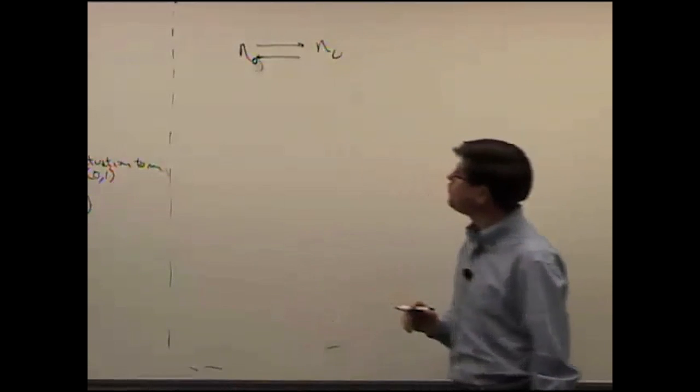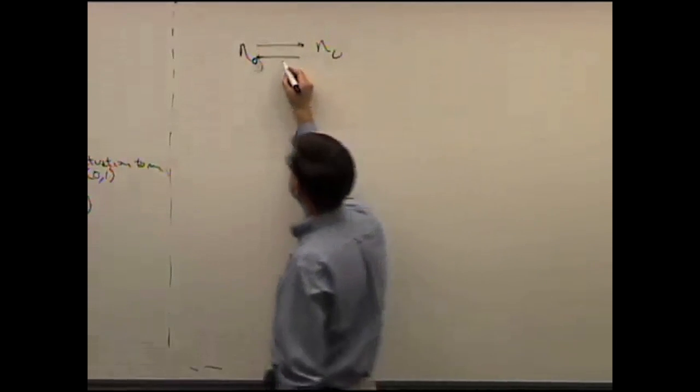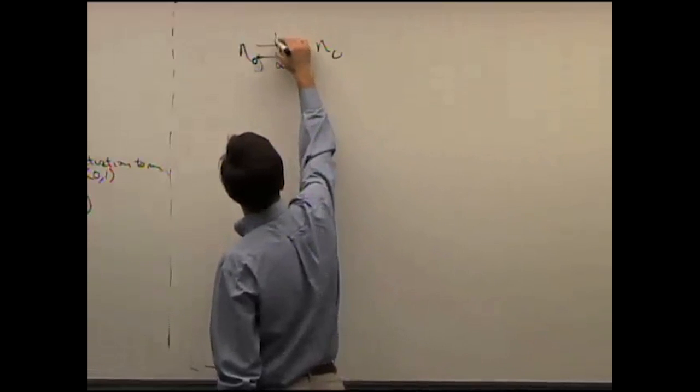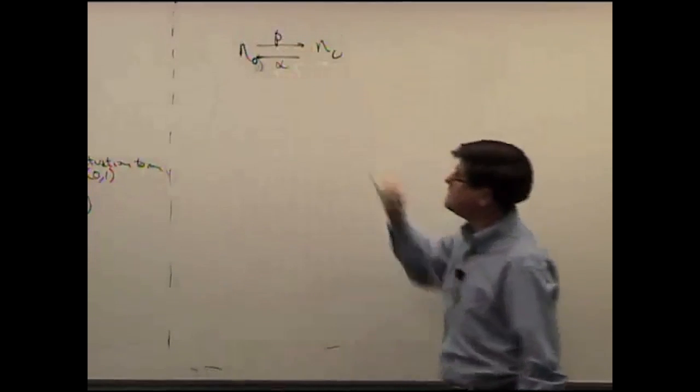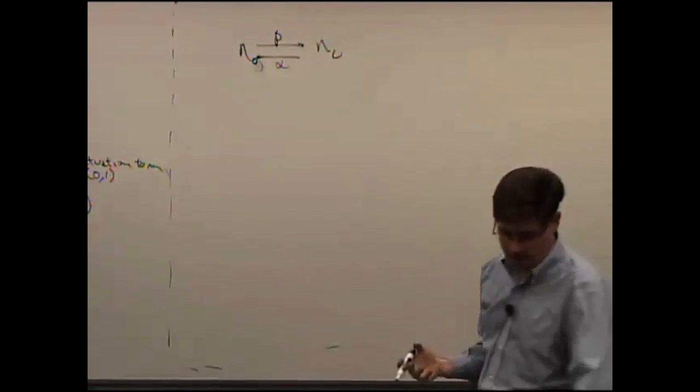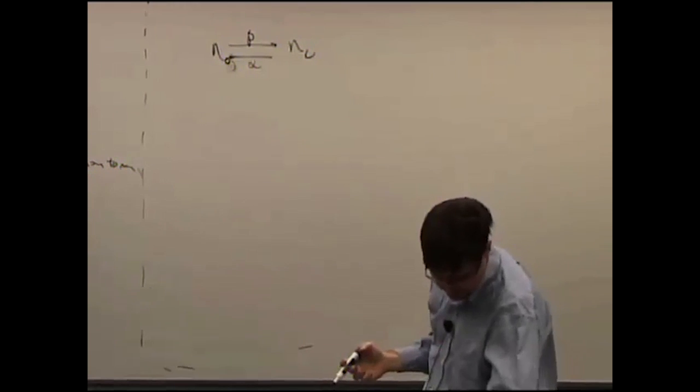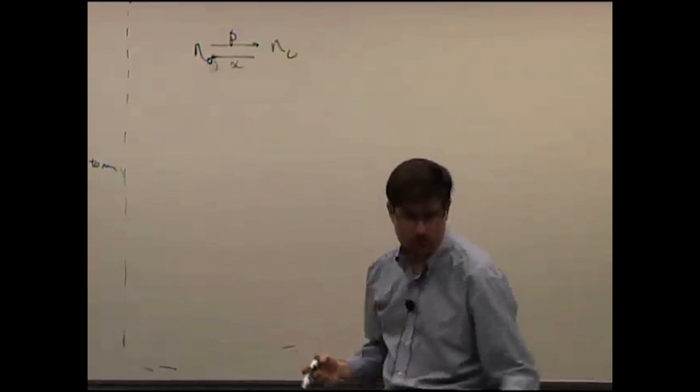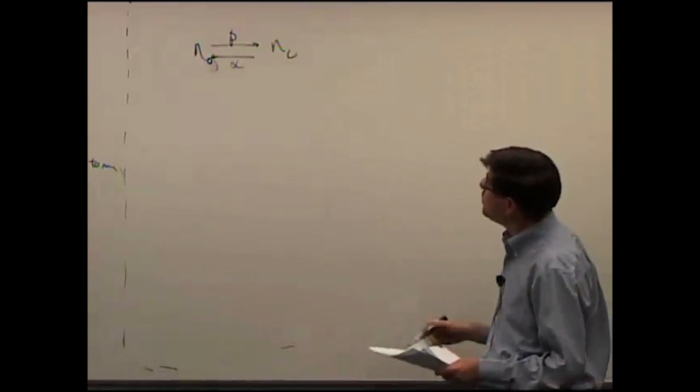And we have some rate of moving from the closed state to the open state, and from the open state to the closed state, right? So alpha tells us the opening rate, beta tells us the closing rate. Okay? So how can we write this down?